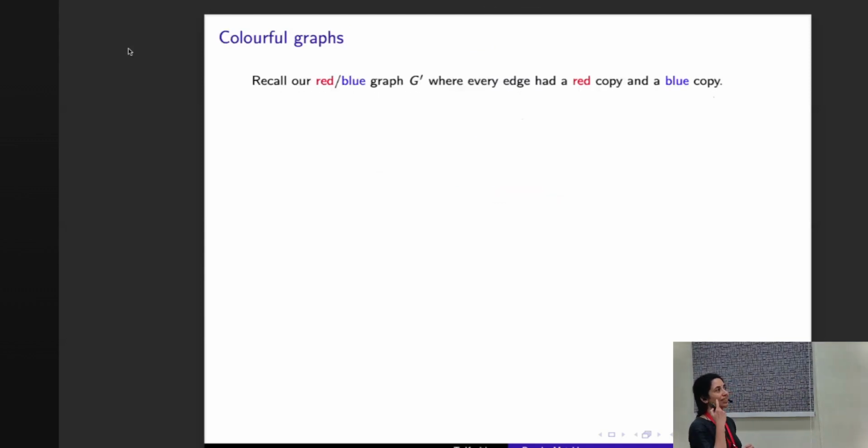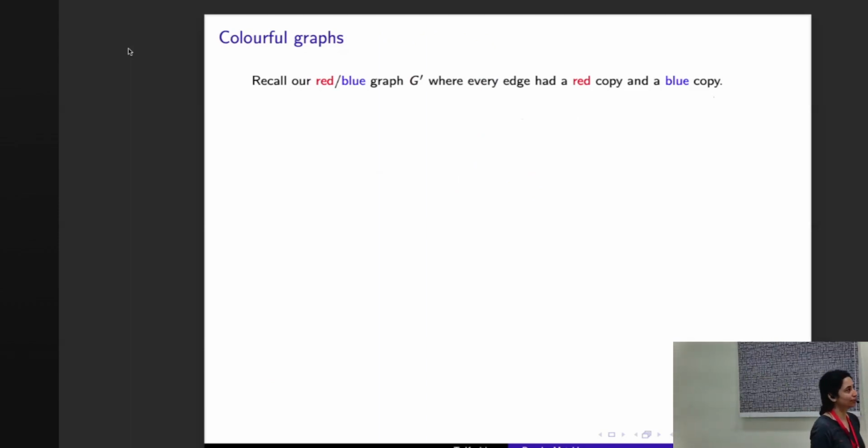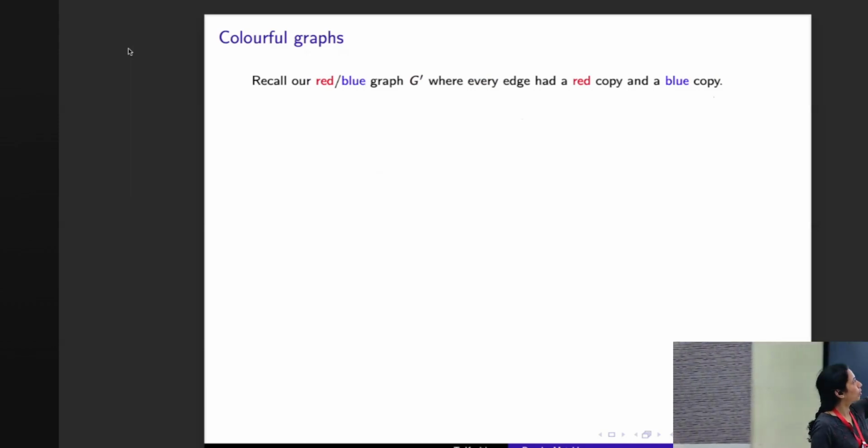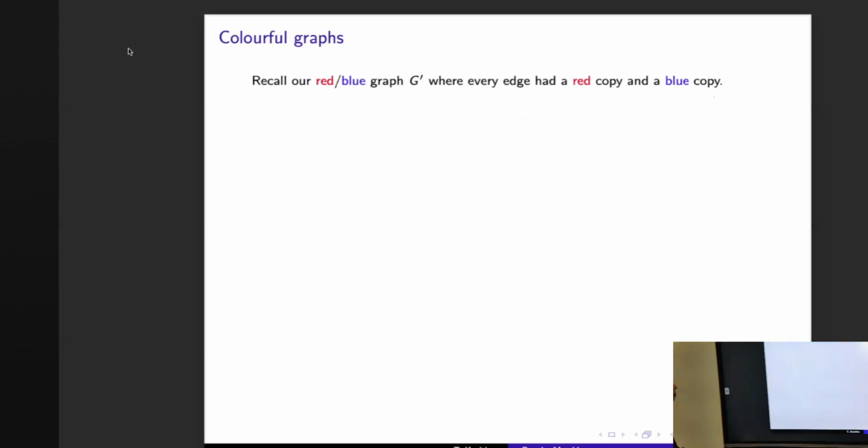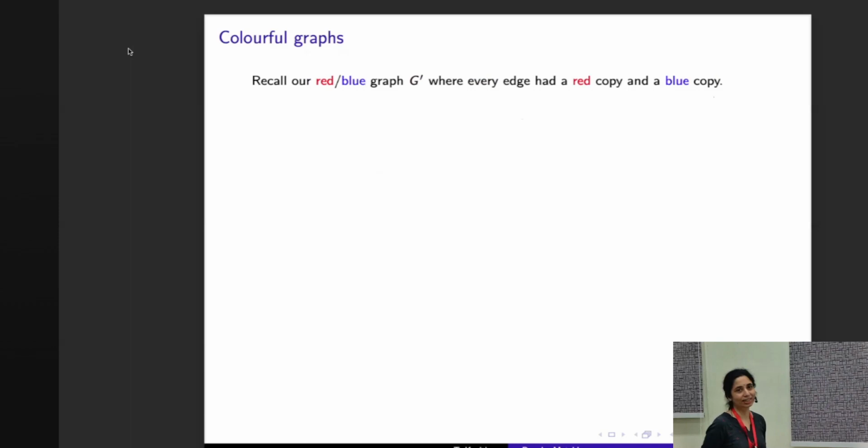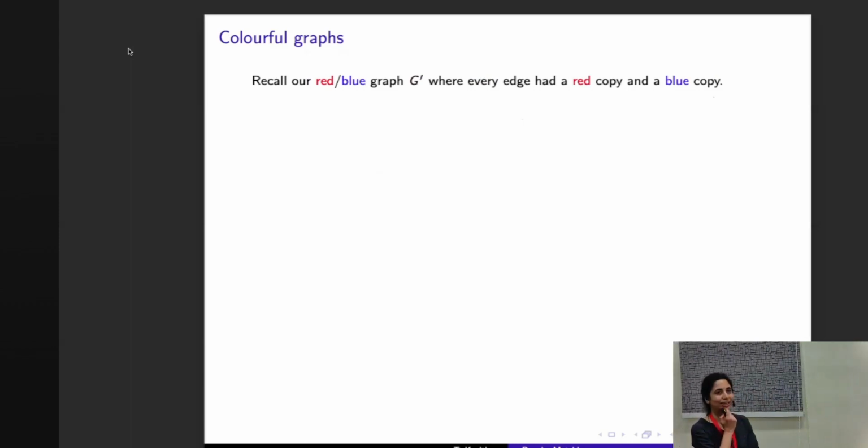So we'll take inspiration from the red-blue graph that we constructed in the last talk. Recall that graph where every edge had two copies, a red copy and a blue copy. Suppose we extend this idea. What does extending this idea mean? Any guesses?